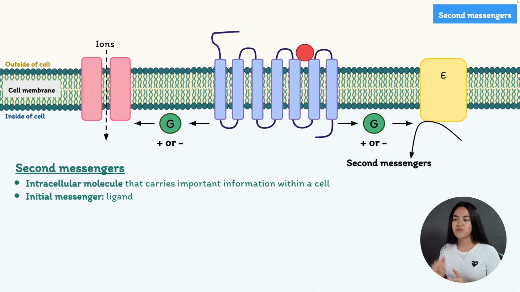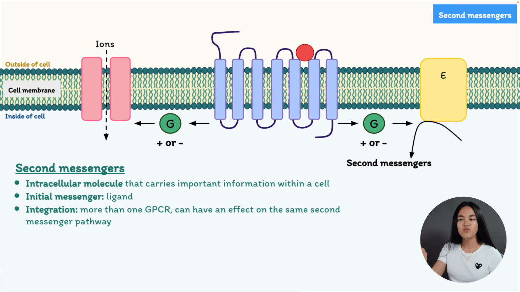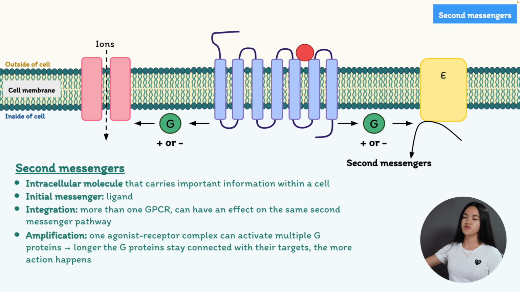And one of the most important things to know about second messenger systems is that they can integrate and amplify signals. When we talk about integration, we mean that more than one receptor, or more specifically, more than one GPCR, can have an effect on the same second messenger pathway. So this means that you can have different neurotransmitters and hormones and still have the same effect because they all work on the same second messenger pathways. And having these second messenger systems also lets us amplify the signals. And by amplification, we mean that the signal gets bigger as it moves through the chain.